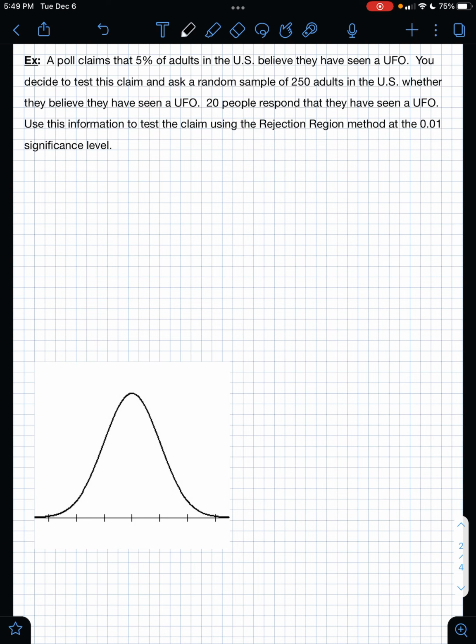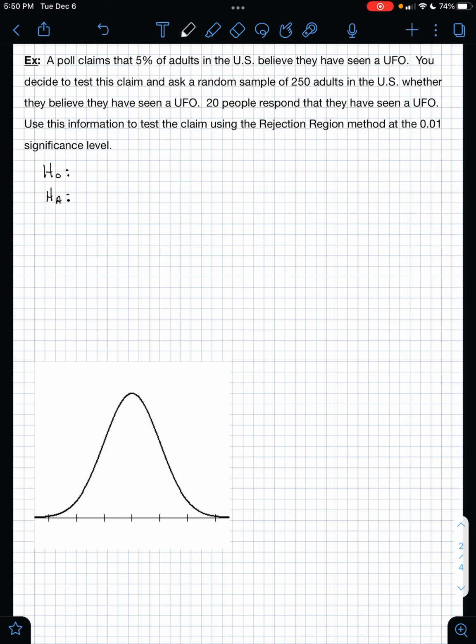Okay, so we have several steps to take to prepare to do our hypothesis test. We need to identify, of course, the null hypothesis and the alternative hypothesis. And we also need to identify which of them is the claim. So remember, of course, the null hypothesis includes a statement of equality.